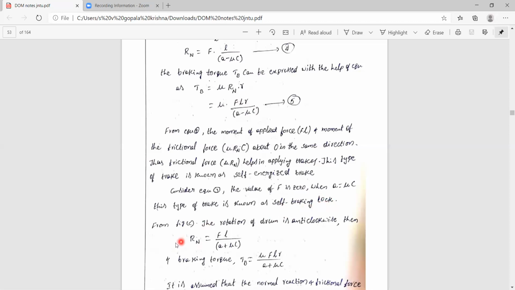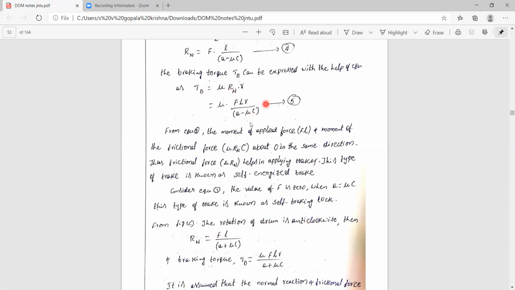Now coming to figure C, the rotation of the drum is anti-clockwise. What we found earlier was for the drum rotating in the clockwise direction.